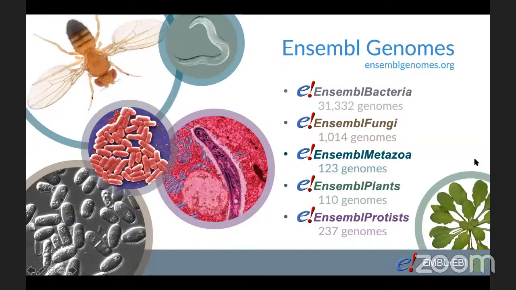So as I just mentioned earlier, we also have a sister site called Ensembl Genomes, which is dedicated to non-vertebrates, and it's organized by taxa, and all of those different taxonomic divisions are color-coded. So you can find there Ensembl bacteria, fungi, metazoa, plants, and protists. And they all follow exactly the same logic and organization as the main Ensembl website.